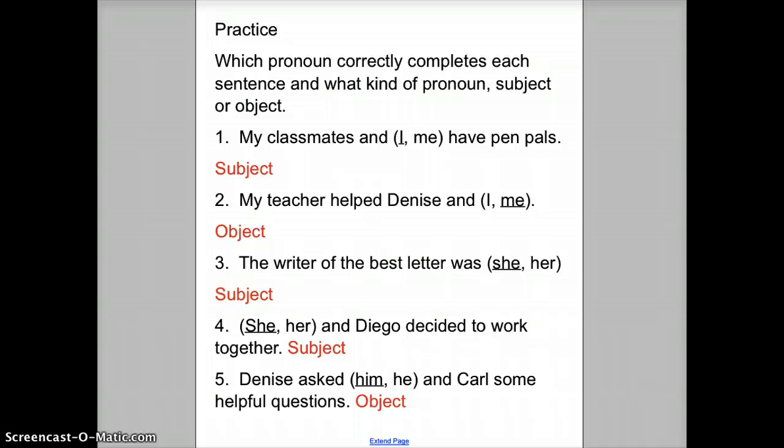Before all the verbs, you always choose subject. And number 5, it's him, which is object because asked is an action verb. So if it comes after an action verb, rule number 3, you always choose object.